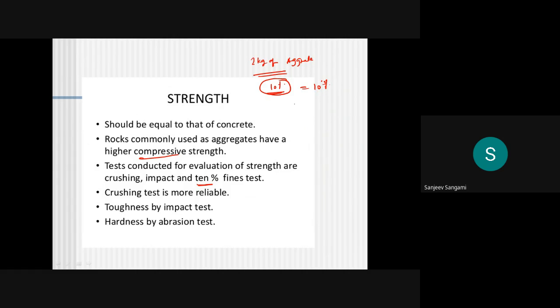For example, if you are crushing 1 kg of aggregate, it will be in the denominator, and after crushing, we see how much fines has come. So the 10% fines test has to be conducted. We'll discuss how exactly it comes. The crushing test is more reliable for compressive strength, toughness is measured by the impact test, and hardness by the abrasion test.